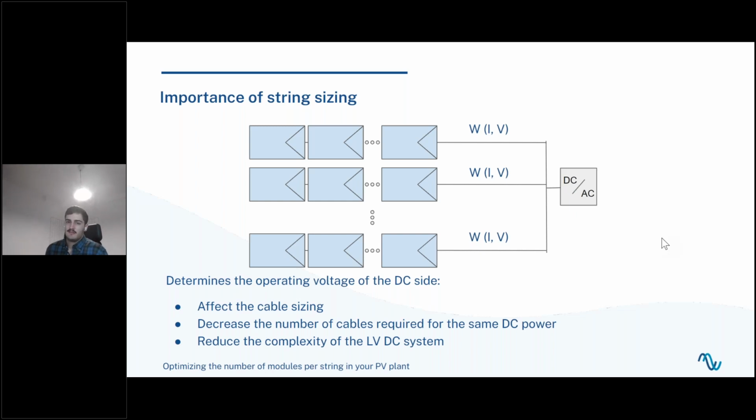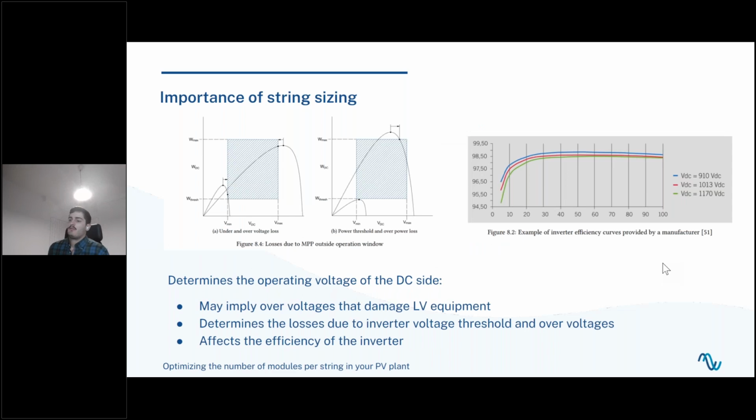So that's also a limitation that we do not want to exceed, as we don't want to damage any equipment from the low voltage side. If I go to the following slide, here I wanted to highlight the importance of the DC voltage at inverter level. First, what I have mentioned, that if we have a very high low voltage, we may be damaging some equipment of the PV plant.